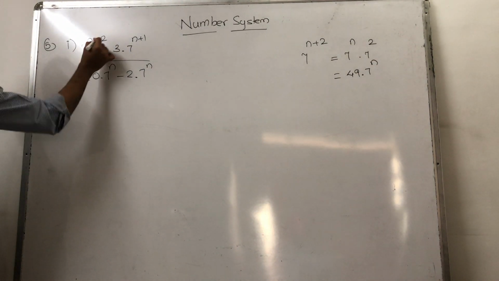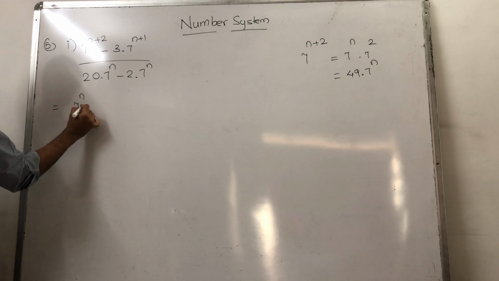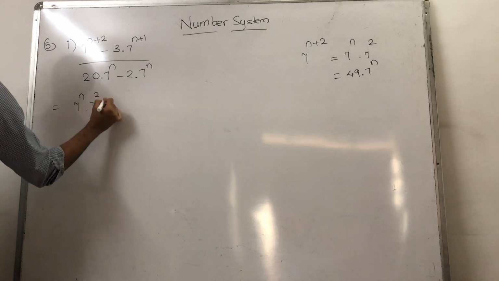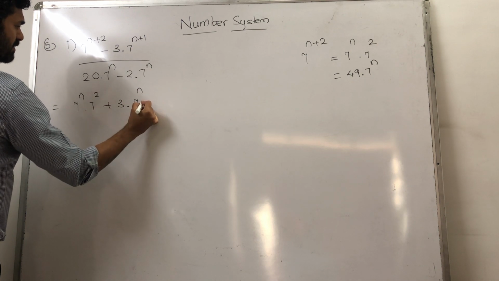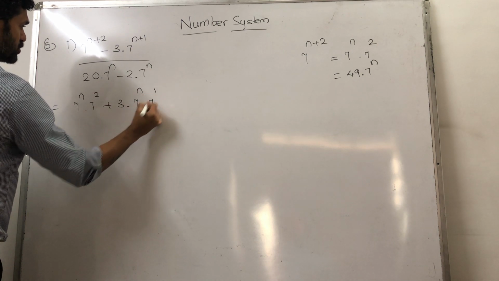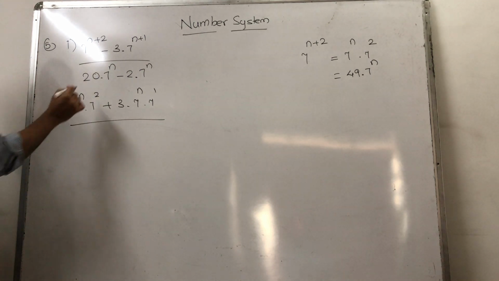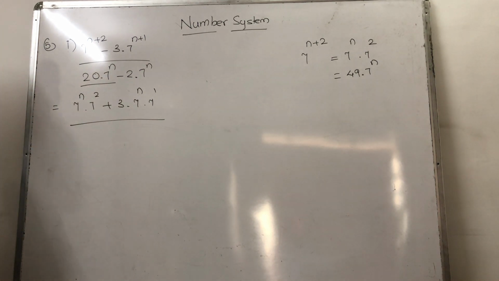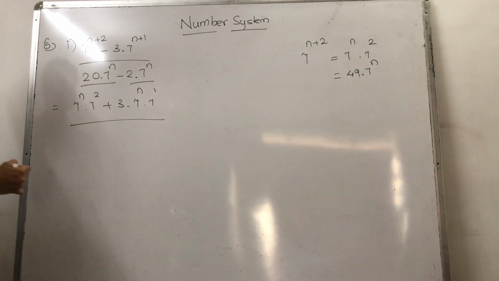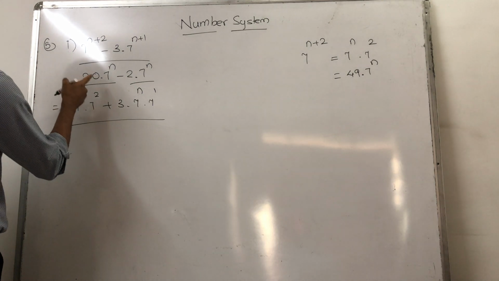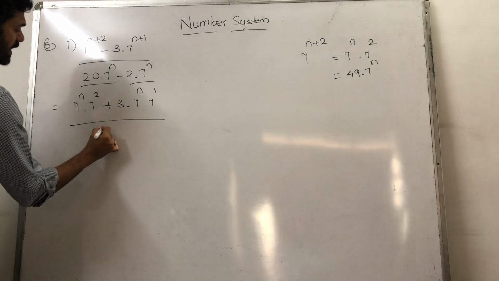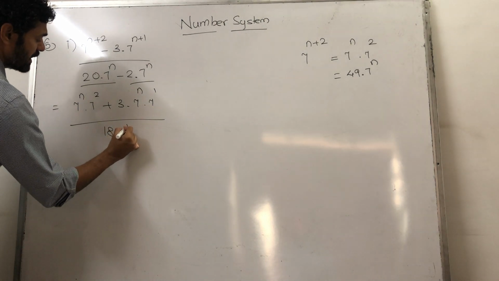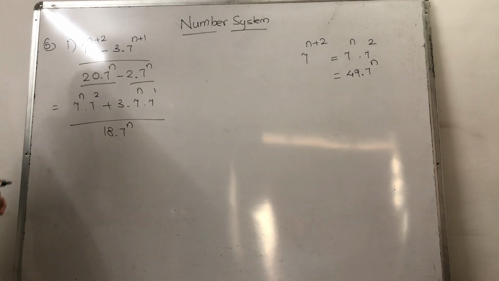So we could write 7 raised to n plus 2 as 7 raised to n into 7 raised to 2 plus, similarly 7 raised to n plus 1 can be written as 7 raised to n into 7 raised to 1. Denominator, this is 20 times 7 raised to n and this is 2 times 7 raised to n. So if you subtract 2 times 7 raised to n from 20 times 7 raised to n, how many times 7 raised to n remains? 18 times 7 raised to n.